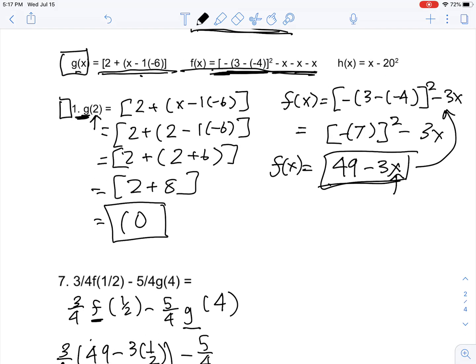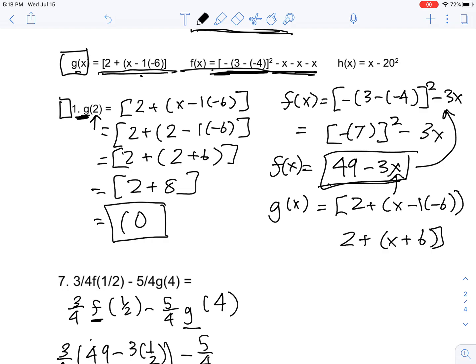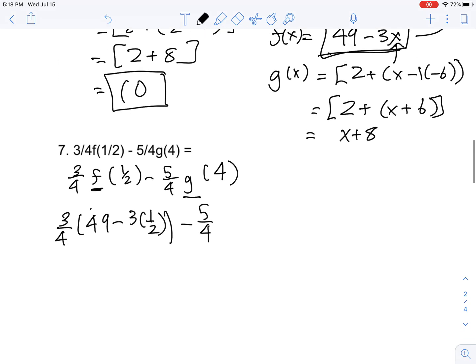So can we simplify this? Yeah, we can. g of x is equal to 2 plus x minus 1 times negative 6, right? So negative 6 times negative 1 is just 6. So that's positive 6. x plus 6 plus 2, right? Now, we have x plus 6 plus 2, so that would just be x plus 8. So now we know that g of x is equivalent to x plus 8, so what we can say is we can substitute the x values with the input 4 plus 8.